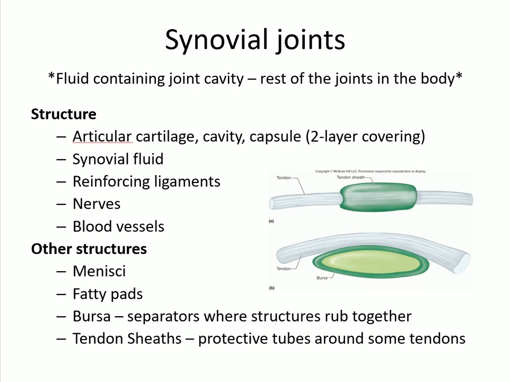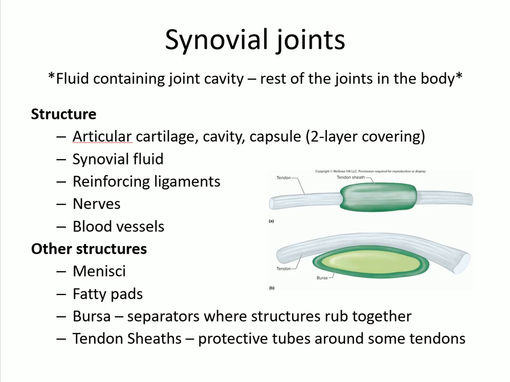Synovial joint structure is always going to contain a cavity that has fluid in it, and it is going to be encapsulated. So it's going to have a capsule that's covering that cavity. And then there's always going to be cartilage on both sides of the joint. So both bones that are coming together are going to have a cartilage end cap to them, right?